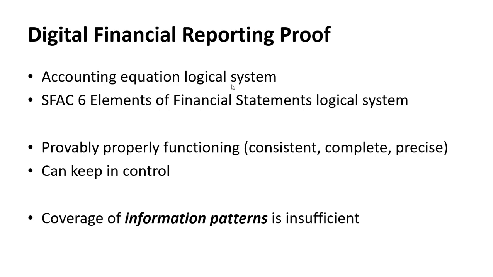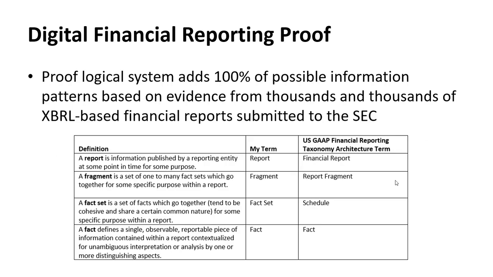I created the accounting equation example and the SFAC 6 elements of financial statements logical system example. Both of those, I could keep. I could prove that they're consistent, complete, and precise, and I can keep them in control. But where they fall short is that they don't have all the information patterns included in them. So what this proof example does is it adds those additional, I call them, concept arrangement patterns.